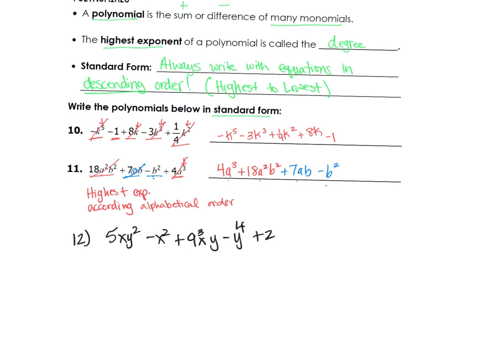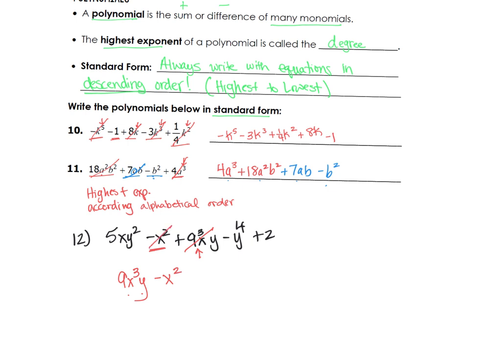Very strange. Okay, I have x's and y's. X's come first alphabetically, so I'm looking for my highest x exponent, which would be x cubed. So 9x cubed y, that whole term, is my leading term, and it has the highest x exponent. Then I'm looking for my next highest x. I'm not looking at my y exponents right now. X has come before y, so we're looking at them. So that'd be minus x squared.